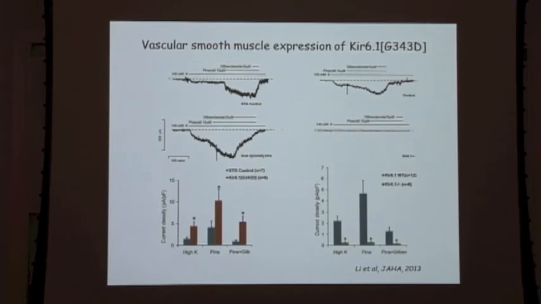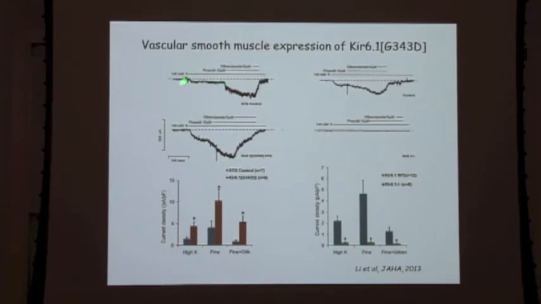And the consequence of that is that we express the gain-of-function transgene in vascular smooth muscle, and these are just recordings of current at, I think, minus 70 millivolts, first of all in 10 millimolar and then 140 millimolar potassium.